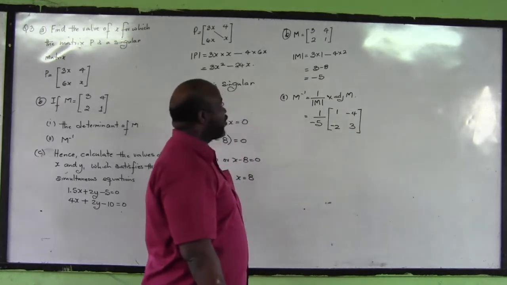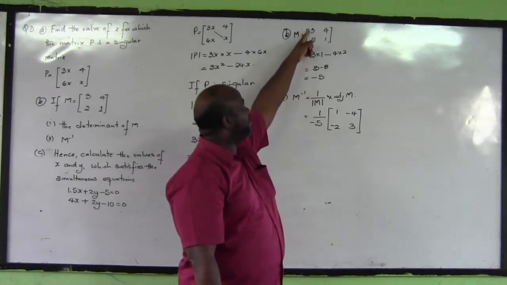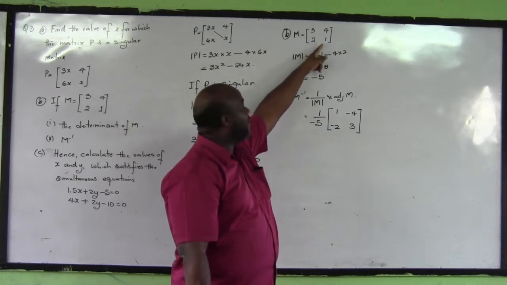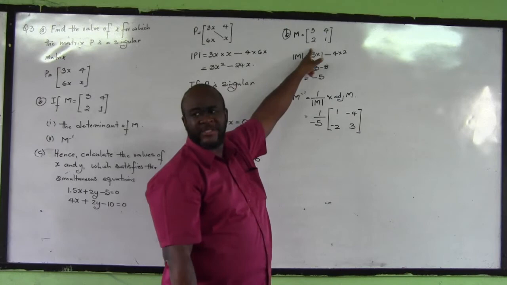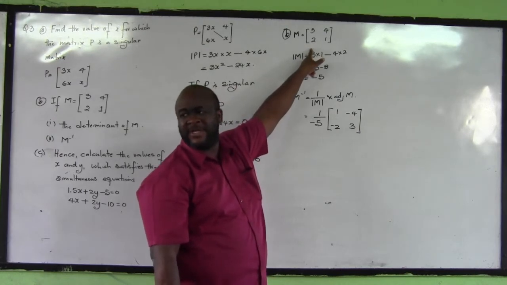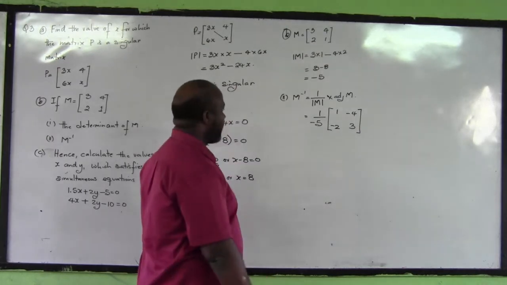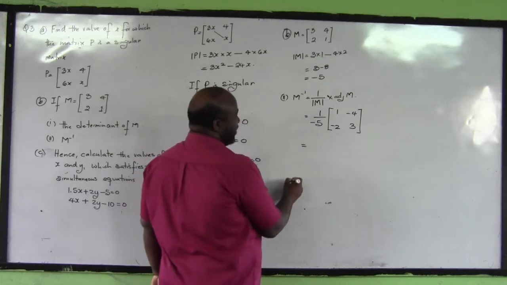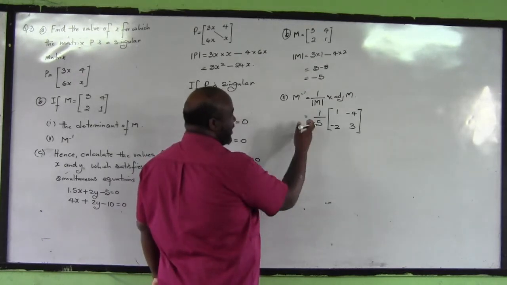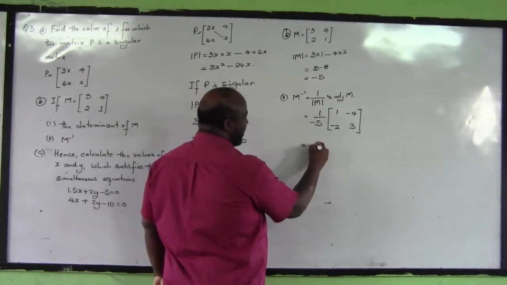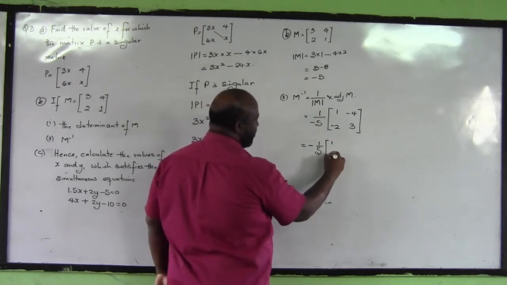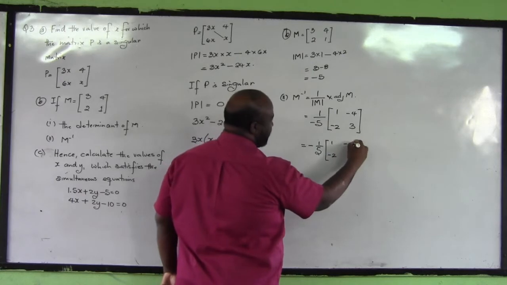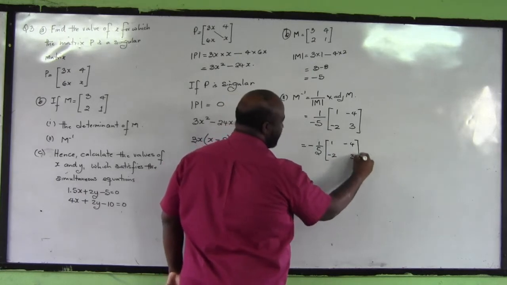Again, adjoint M will be, you're going to switch these two around. These two stay where they are, but their signs change. Positive changes to negative, and negative changes to positive. Ladies and gentlemen, this becomes a negative. This becomes minus 1 over 5, 1 minus 2, minus 4 over 3.